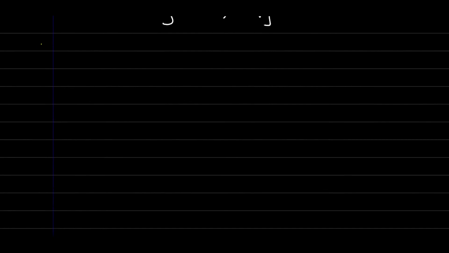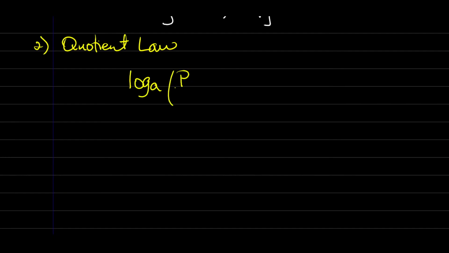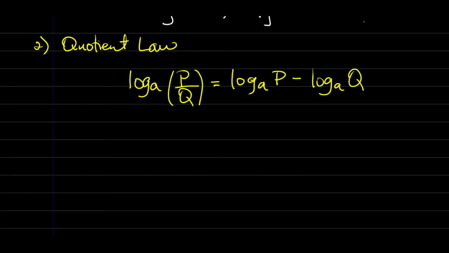The next law that we have is the quotient law. And quotient, as you know, is just a fancy little word for fraction. So that's log to the base a of p over q, and that will be equal to log to the base a of p minus log to the base a of q. Right? So as long as you have the same base, just like the product law, you can divide as long as you have a minus sign in between. So let's look at an example.